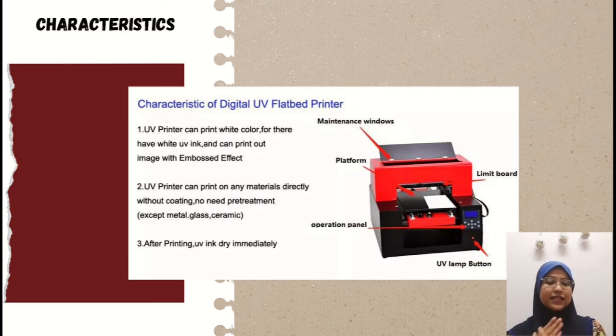So these are the characteristics of the flatbed printer. The first is the printer can print white color with white UV ink and can print out images with embossed effect. The second is the printer can print on any material directly without coating, no need for pre-treatment, except metal, glass, and ceramic. After that, the UV ink also dries immediately.